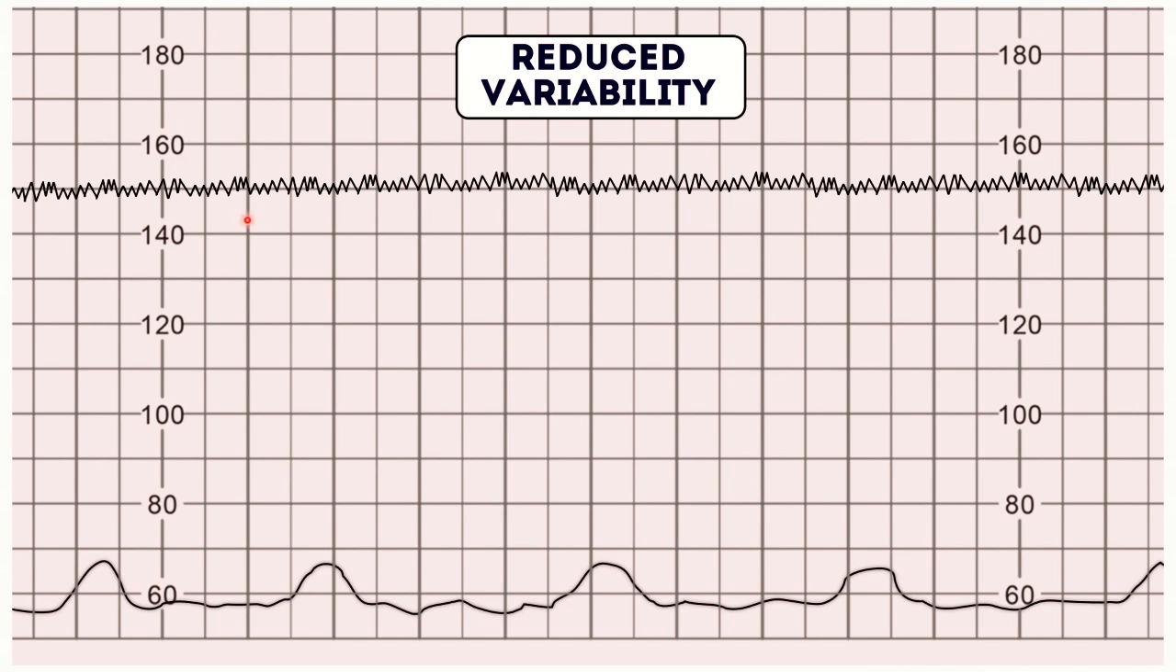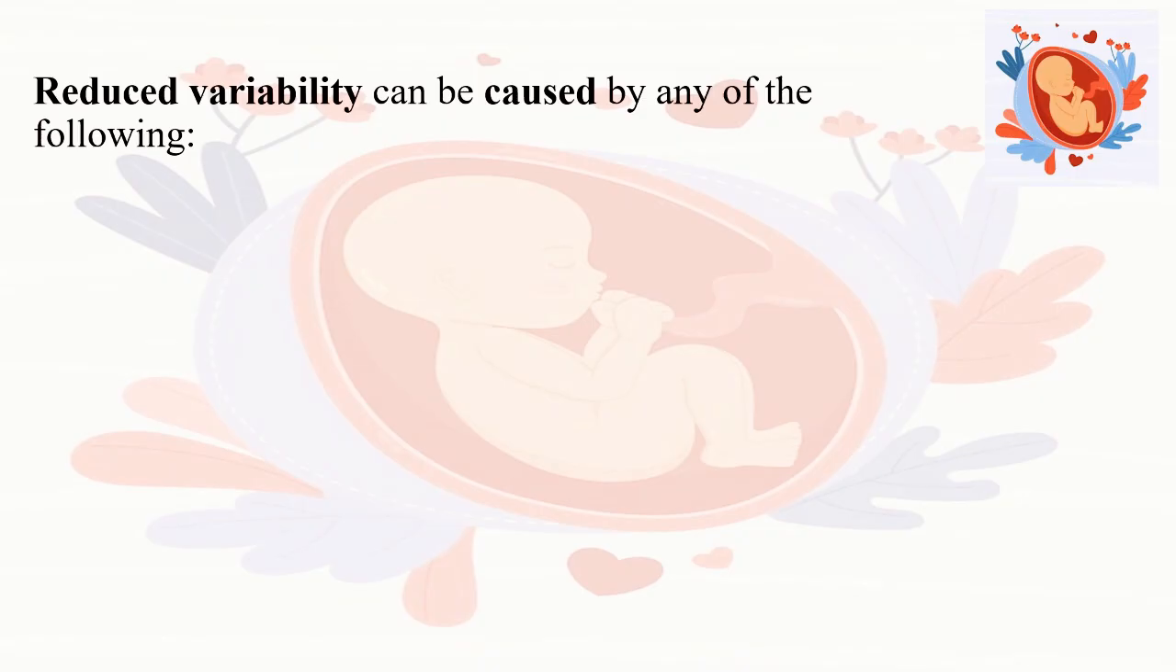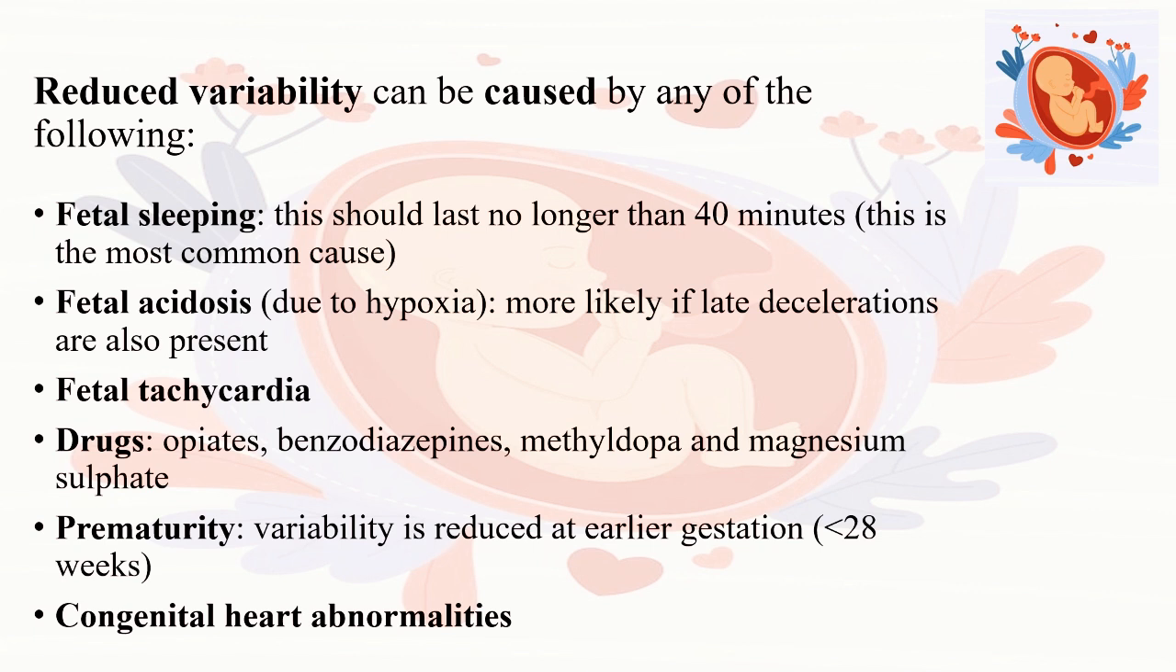Now, as I have already told, if the CTG graph has a variability in a range of 5 to 25 beats per minute, it is a normal scenario. But such cases of reduced variability are considered to be abnormal and should be observed critically. Now, this reduced variability can be observed in multiple scenarios, such as fetal sleeping, which is considered to be the most common cause of reduced variability. But if the variability is caused due to fetal sleeping, this should not last beyond 40 minutes.